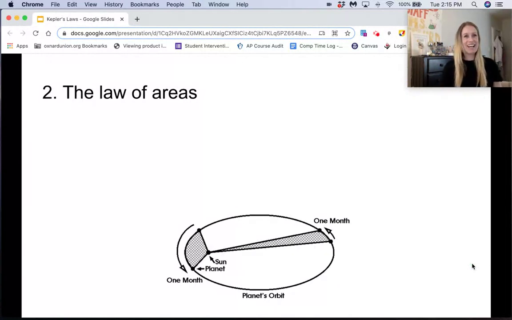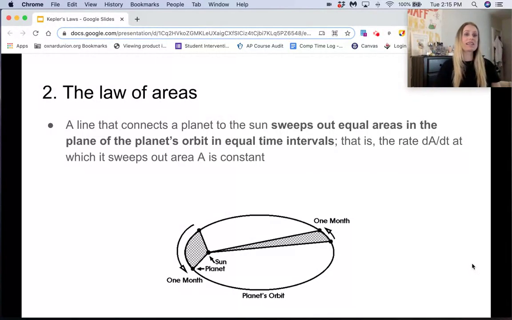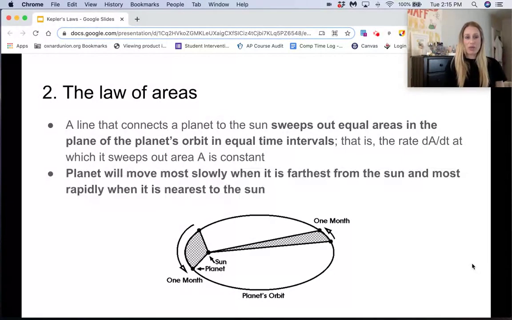Such a weird word. All right, law number 2, we have the law of areas. This says that a line that connects the planet to the sun sweeps out equal areas in the plane of the planet's orbit in equal time intervals. That is, the rate dA over dt, or the area as it changes with time, at which it sweeps out the area A is constant. Now, the main takeaway here is that the planet moves the most slowly when it's furthest from the sun and the most rapidly when it's nearest to the sun.